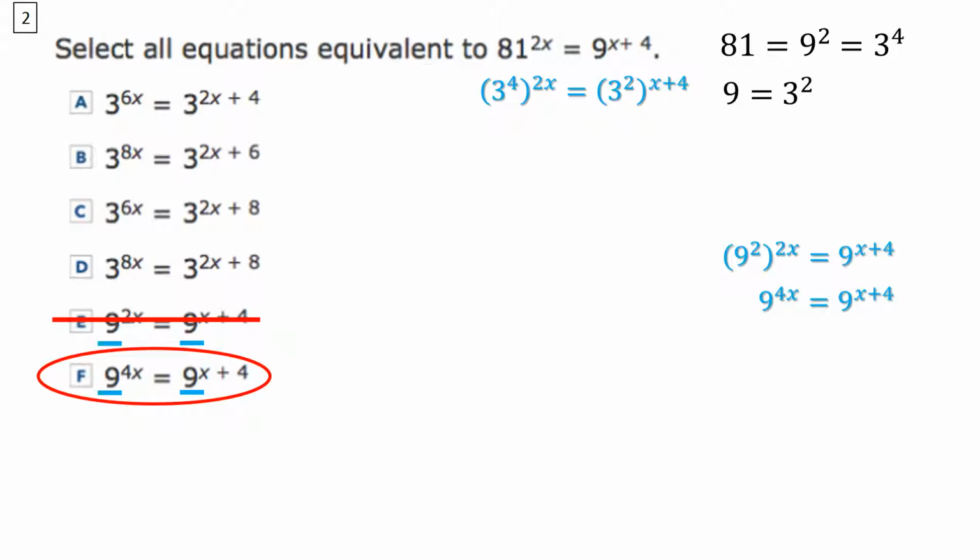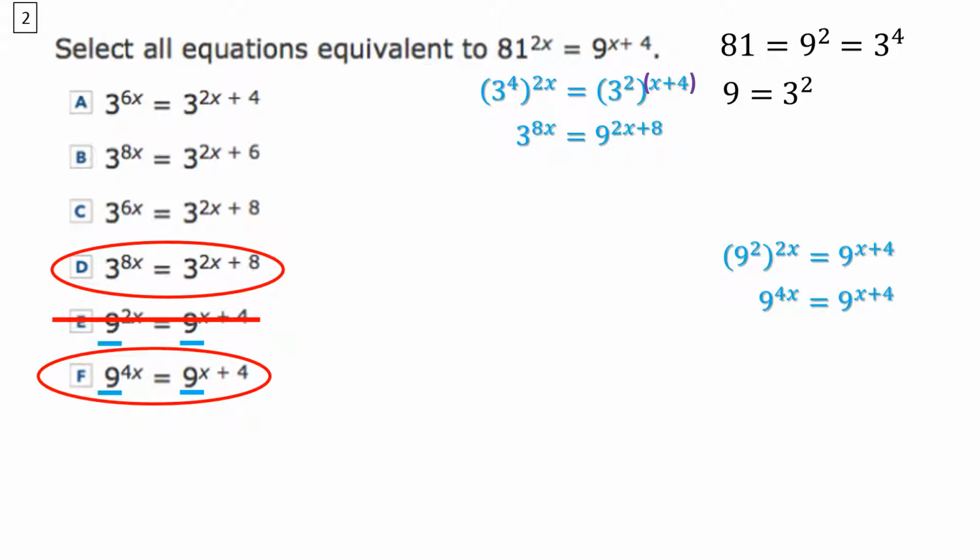Again, when you raise a power to a power, you multiply the exponents. Don't forget to distribute if there's addition in those exponents. That's going to be 3 to the 8x equals, that's supposed to say 3. That's a typo on my part. 3 to the 2x plus 8, which is that answer right there. It's D.